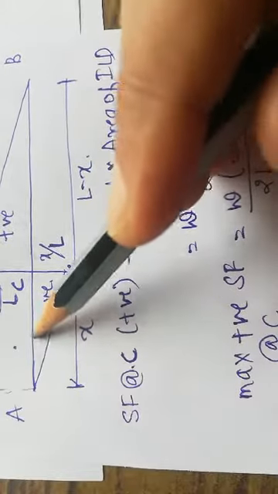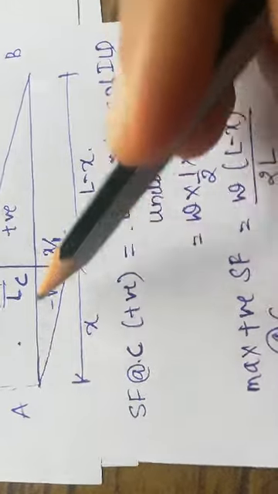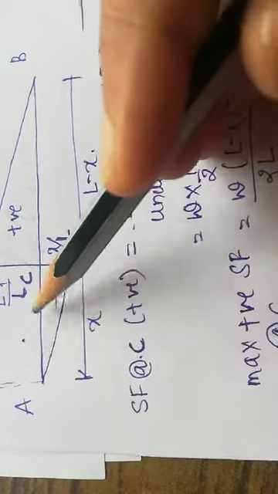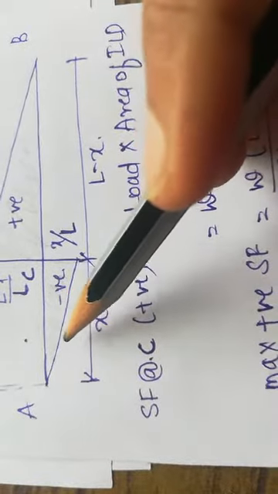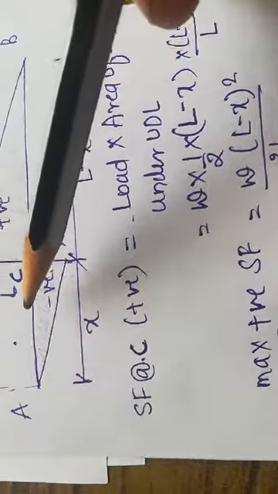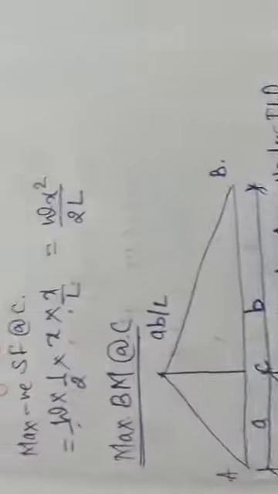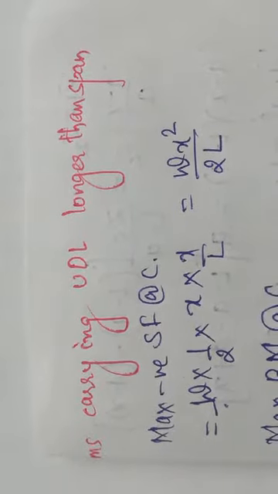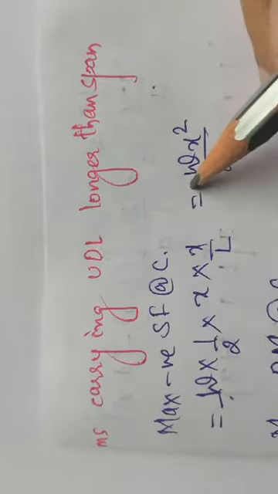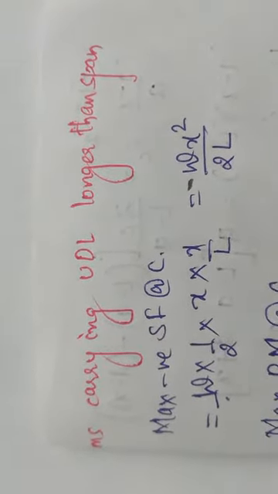Similarly, if I want to calculate the negative shear force, I have to use this triangle, that is AC, as the base. That time I will get load multiplied by the area, that is half base into height multiplied by load. Load is W, base is x, and the height is x divided by L. From that we will be getting the maximum negative shear force as W x squared divided by 2L.